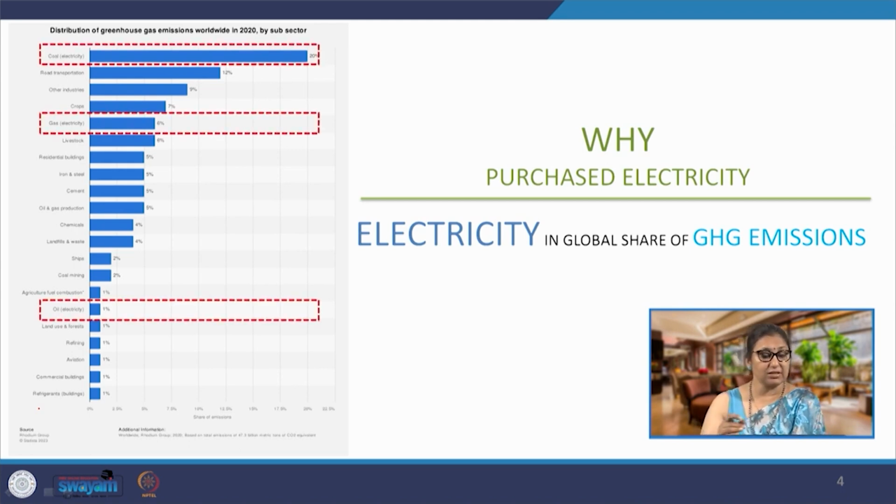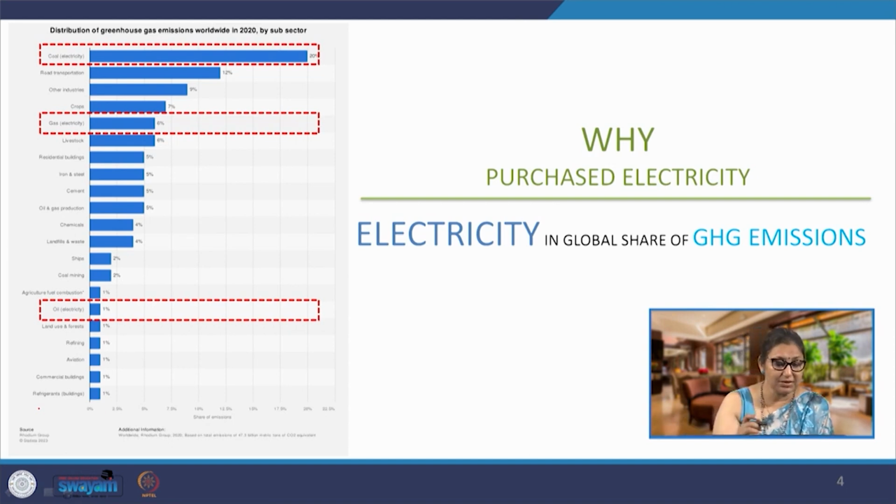If we look at the overall greenhouse gas emissions worldwide by different sectors and subsectors, we can clearly see that the maximum amount of emission is actually coming from production of electricity. And where is this electricity going? We have seen that a significant share of this electricity is actually getting consumed in buildings.